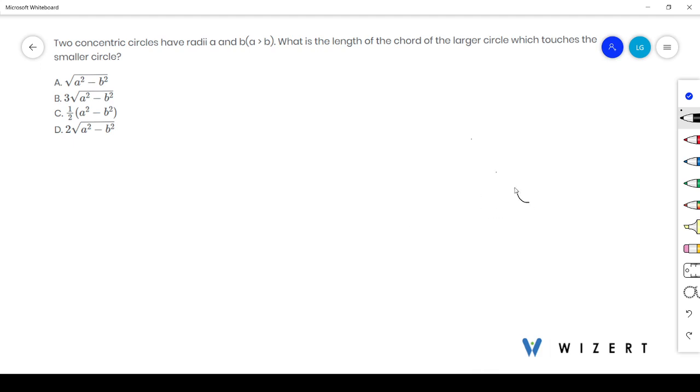Let us draw two concentric circles with center at O. Let AB be the chord of the larger circle which touches the smaller circle at point C. OC is the radius of the smaller circle and OA is the radius of the larger circle. So here OA is A and OC will be B.